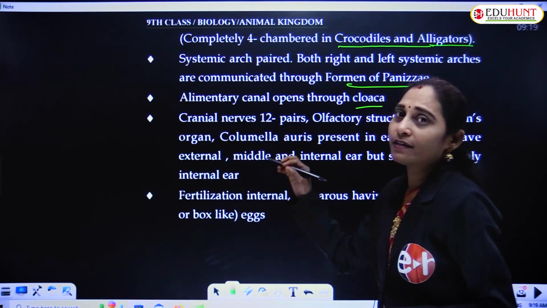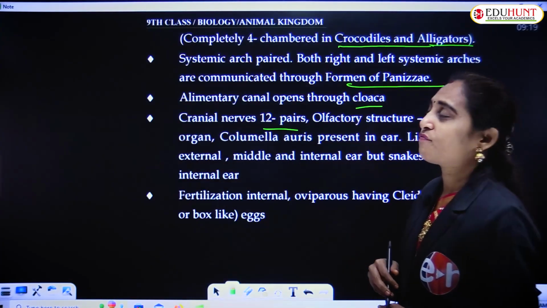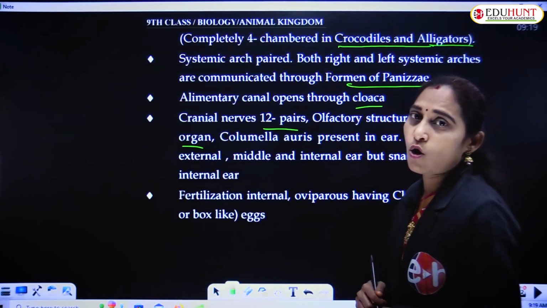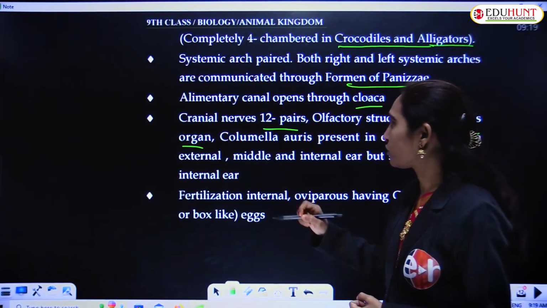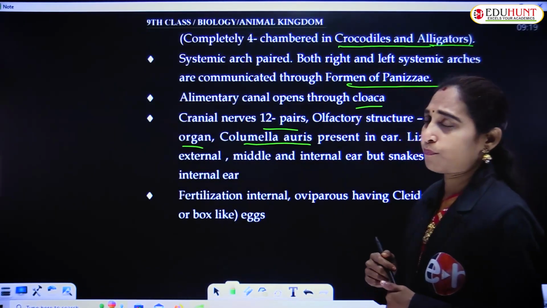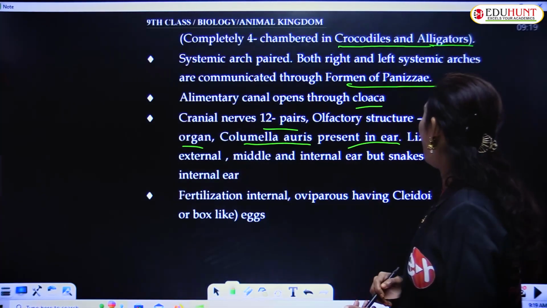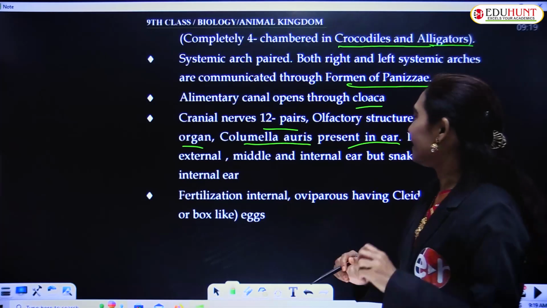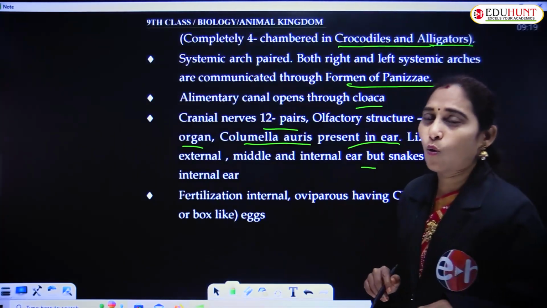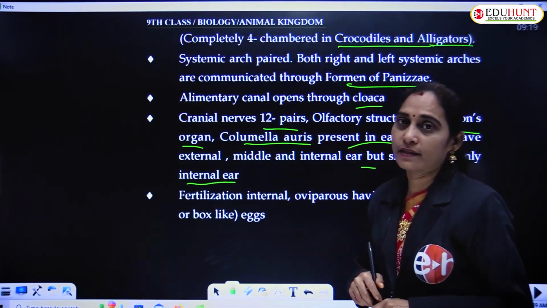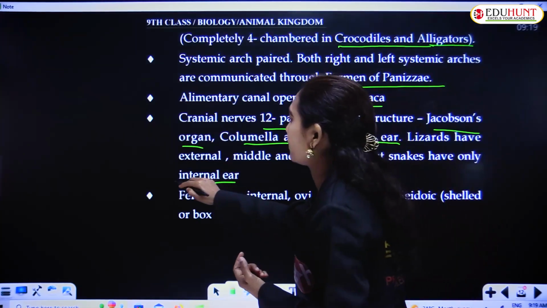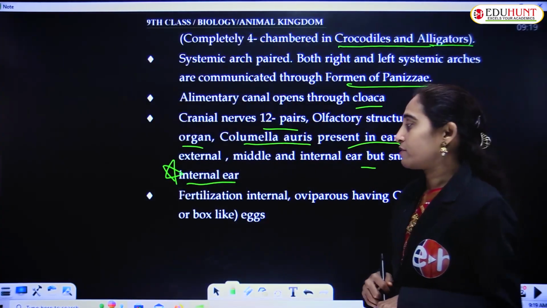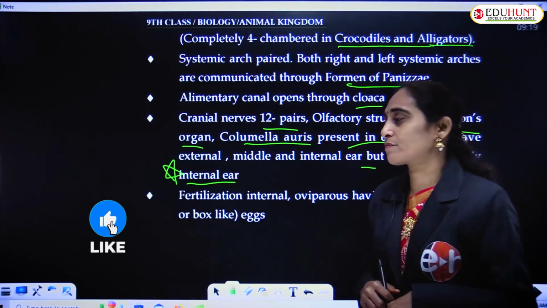Cranial nerves are 12 pairs, and the olfactory structure is Jacobson's organ. Jacobson's organ is an olfactory structure, and columella auris is present in the ear. Lizards have external, middle and internal ear, but snakes have only internal ear. This is a demarcating feature, a notable point for snakes. They have only internal ears.